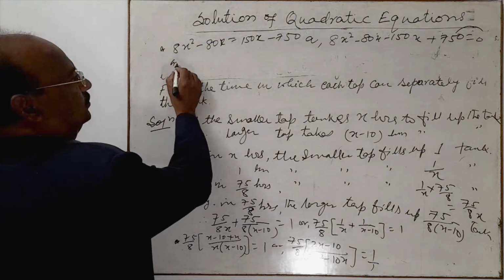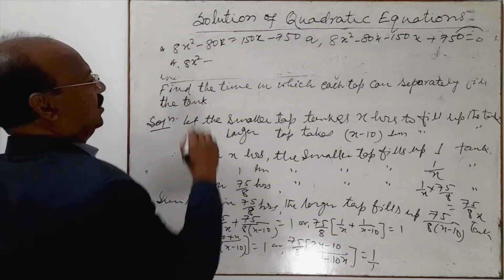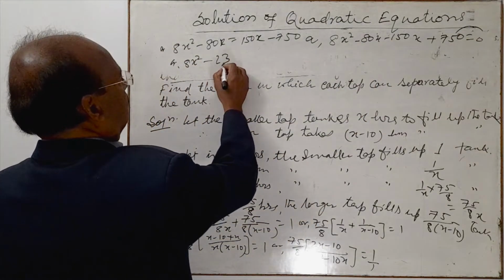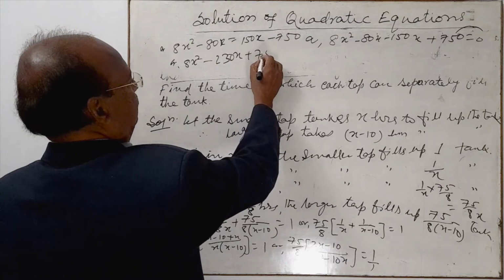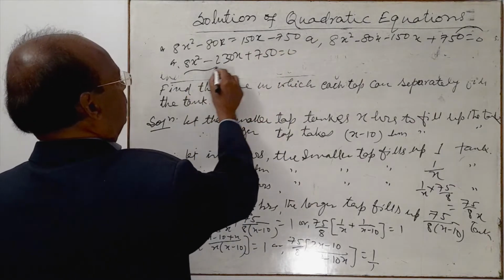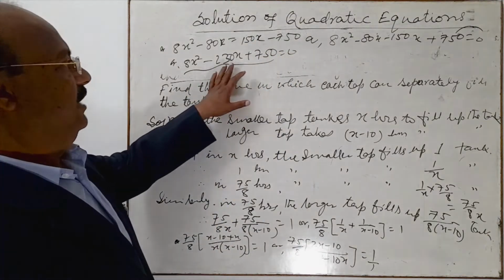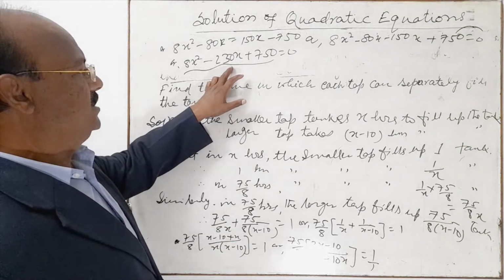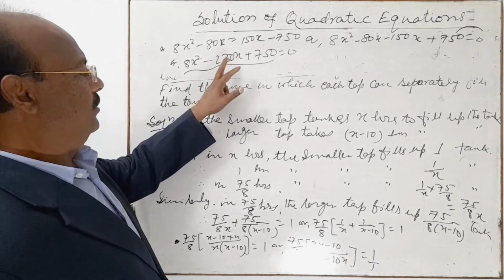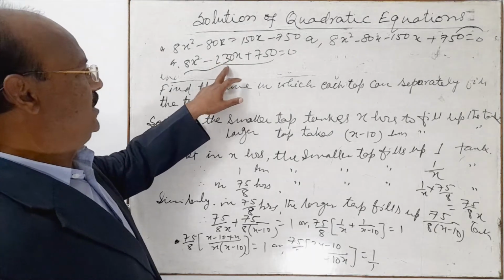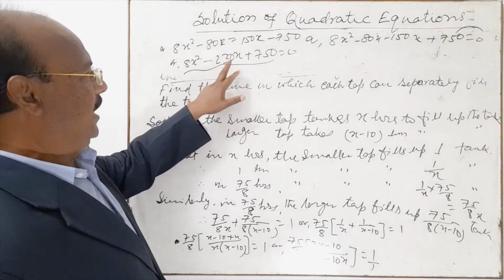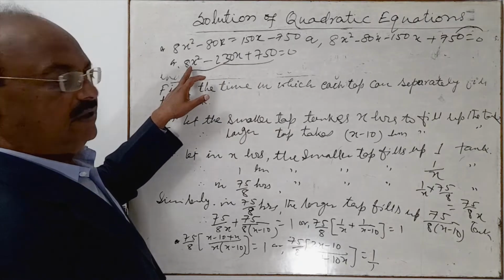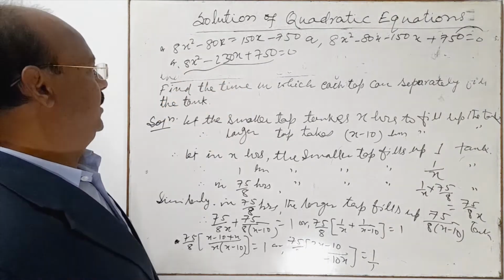Correct? So 8x², we will add these two numbers. This will be 230. So 8x² − 230x + 750 is equal to 0. Now we will factorize this expression to get the value of x. So we will split up this middle term in two parts so that after addition or subtraction, the value of the middle term −230x remains the same, and multiplying these two parts will give 75 into 8x². Correct? As we have done so many times earlier.